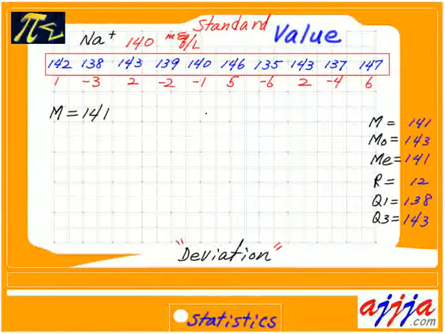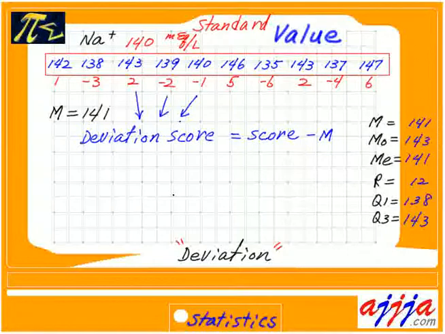As you see, all these numbers right here, we call them, very important, remember these things, deviation scores. A deviation score means the score, which is the data on top, minus M, which is the mean value. That's why each one is 142 minus 141, 138 minus 141, and so on.